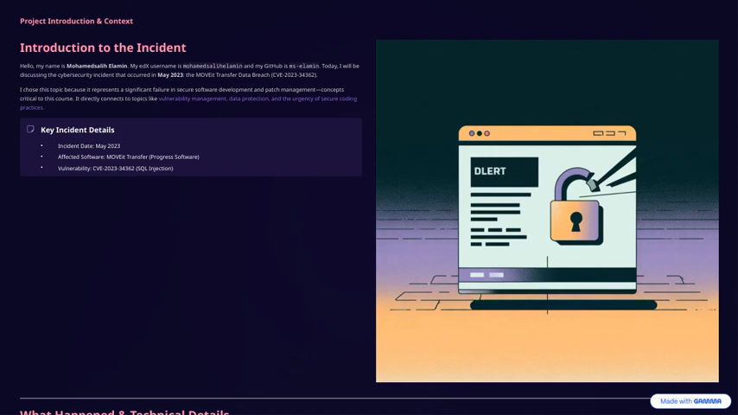In conclusion, this incident shows how a single unpatched vulnerability can have global consequences. It emphasizes that proactive, comprehensive security is absolutely necessary to protect our data and systems.